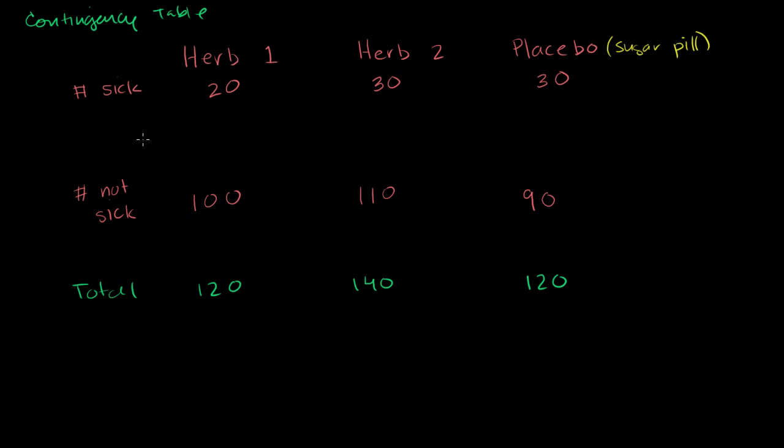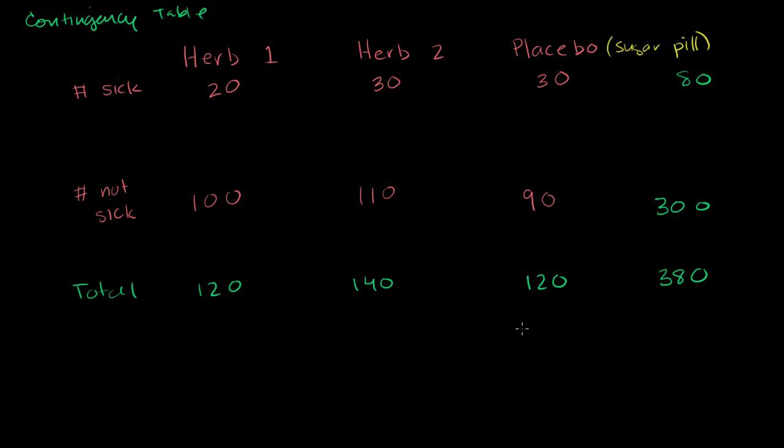Then we can also tabulate the total number of people that got sick. That's 20 plus 30 is 50, plus 30 is 80. This is the total column right over here. And the total people that didn't get sick is 100 plus 110 is 210, plus 90 is 300. And then the total people here are 380. Both this column and this row should add up to 380.